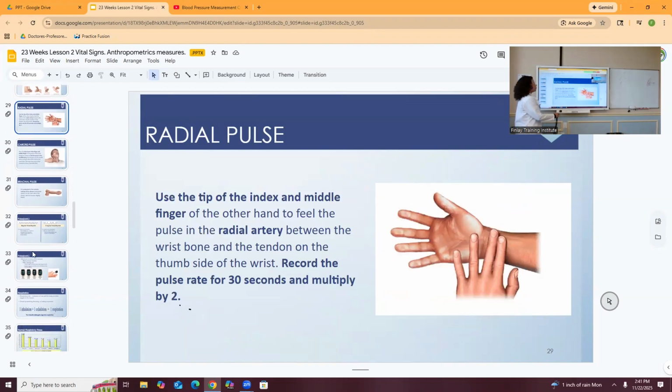Always, to measure, use your index and your middle finger. We never look for the pulse with our thumb because the radial artery is too close to the thumb, so it's giving our own pulse, okay? So we can confuse our own pulse with the pulse of the patient. So we use the index and the middle finger.